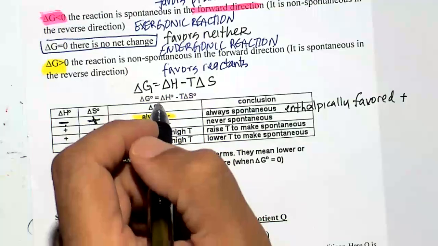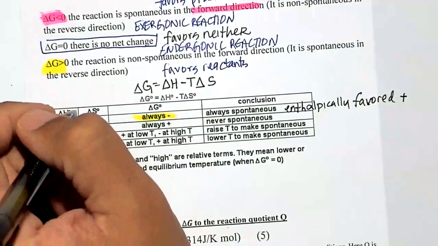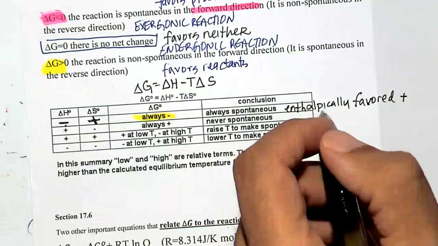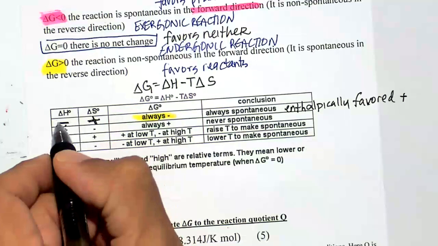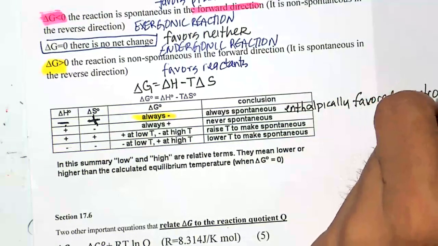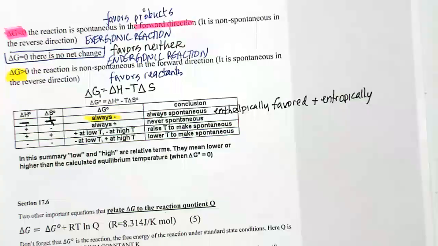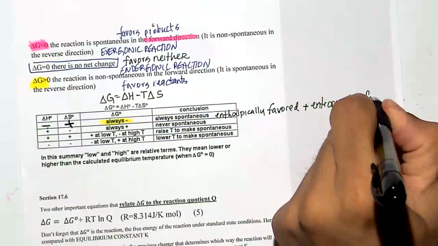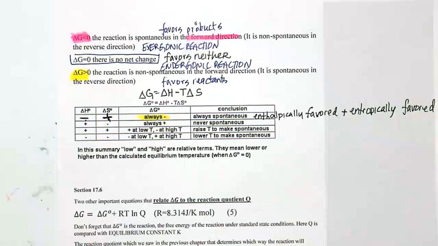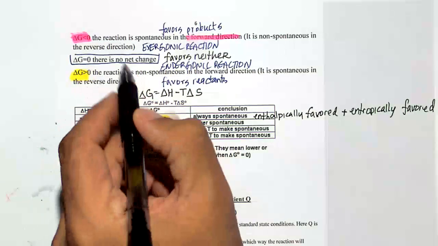This is a reaction where you don't have low temperature, high temperature, any temperature. It's enthalpically favored and entropically favored, so it's going to be exergonic. The reaction is favored to go to products. So in terms of enthalpy, it's enthalpically favored. In terms of entropy, it's entropically favored. Okay, this is all coming from this equation.